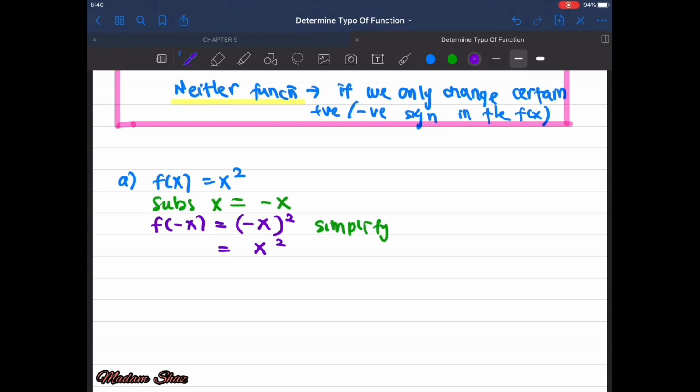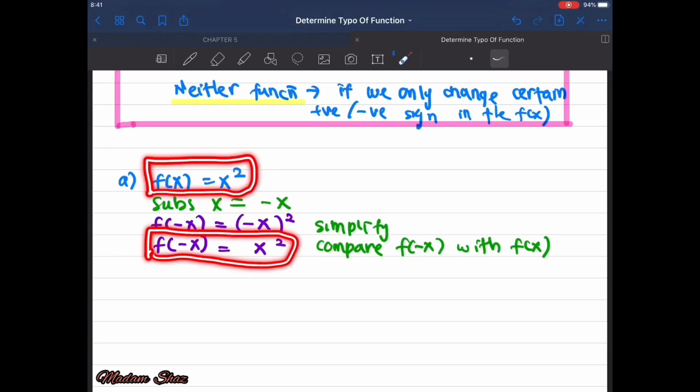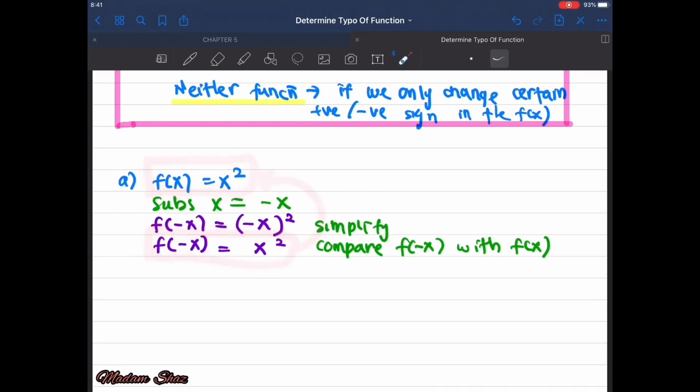Positive x the power of 2. So this is our f(-x). Now we want to compare f(-x) with f(x). When we compare, f(-x) is equal to x the power of 2, and the original function f(x) is equal to x square. You get back the original function, right? Because this one is x square, original is also x square.